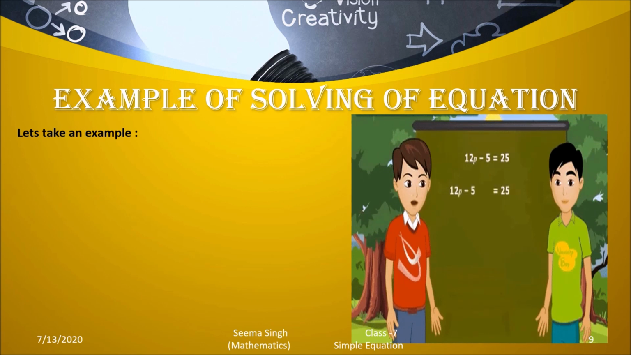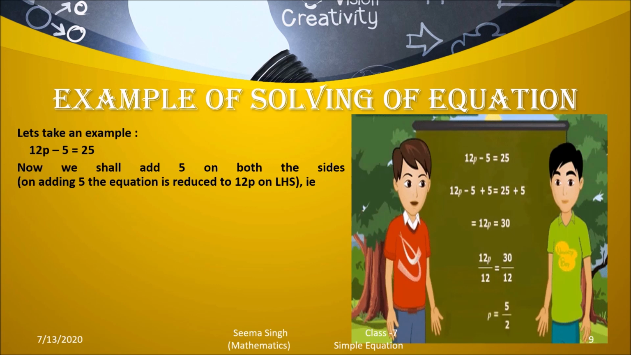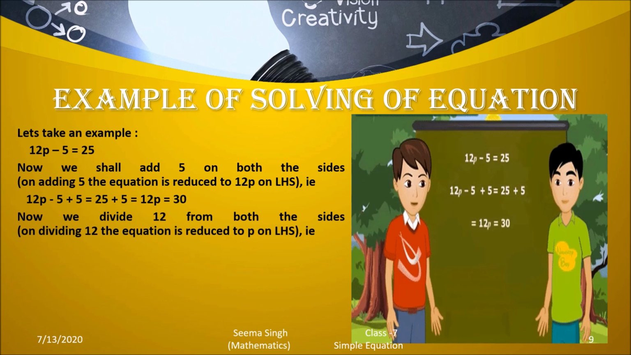This one is an example which has addition, multiplication, division and subtraction. The equation is 12p minus 5 equals 25. Now what shall we do? We shall add 5 on both sides, because on adding 5 the equation is reduced to 12p on the left hand side. That is 12p minus 5 plus 5 equals 25 plus 5, which gives us 12p equals 30. Now we divide both sides by 12.